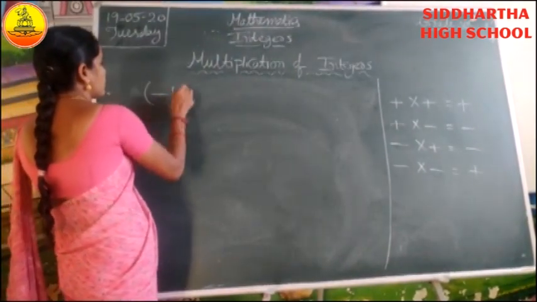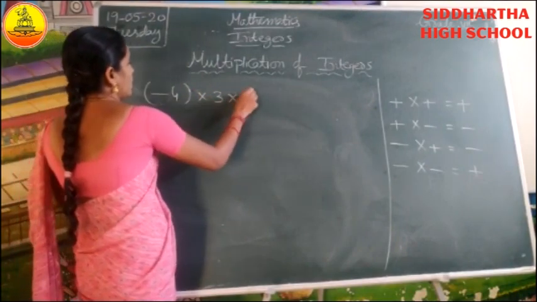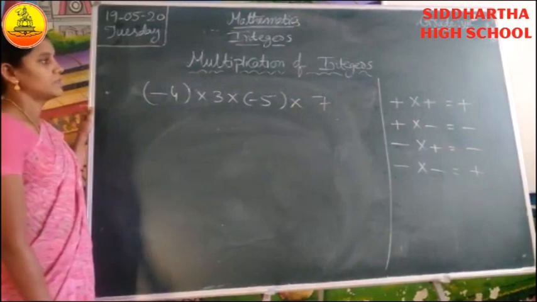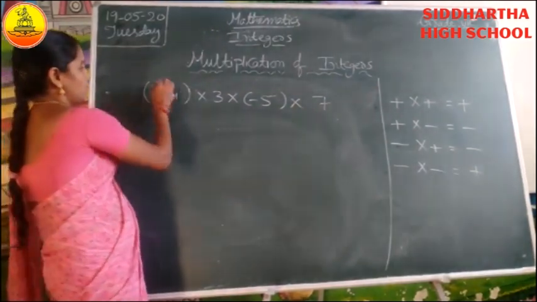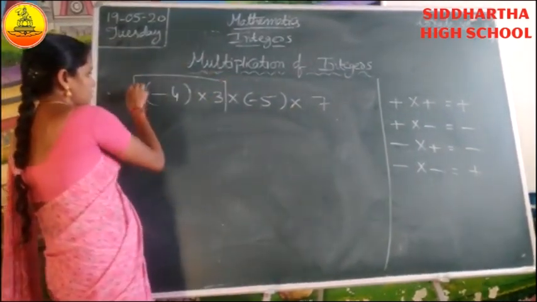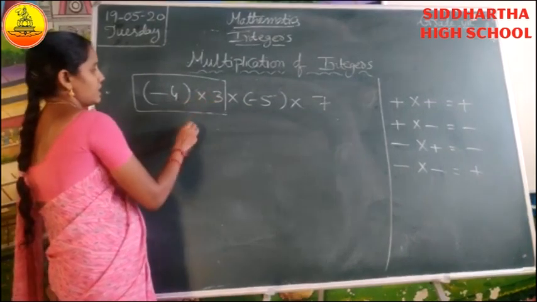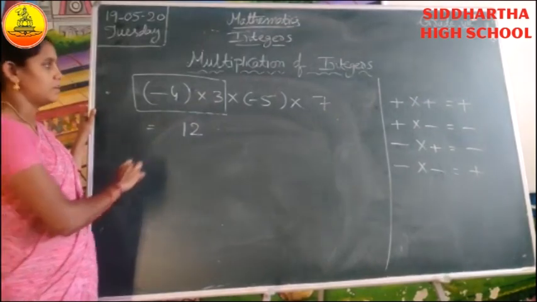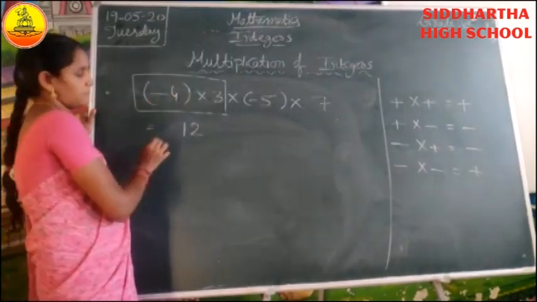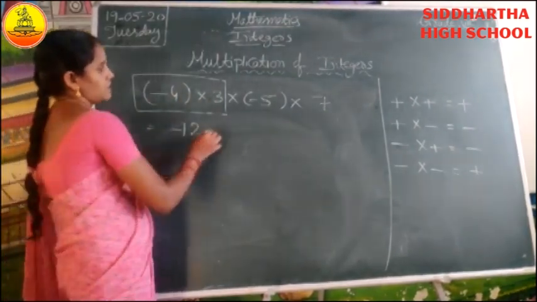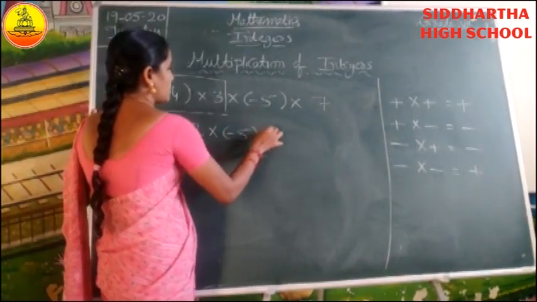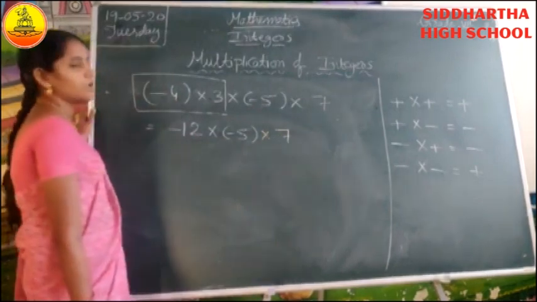Minus 4 into 3 into minus 5 into 7. Here, first you take these two. 4 into 3, how much? 12. Minus into plus, minus. Next, into these numbers as it is here, minus 5 into 7. Okay.